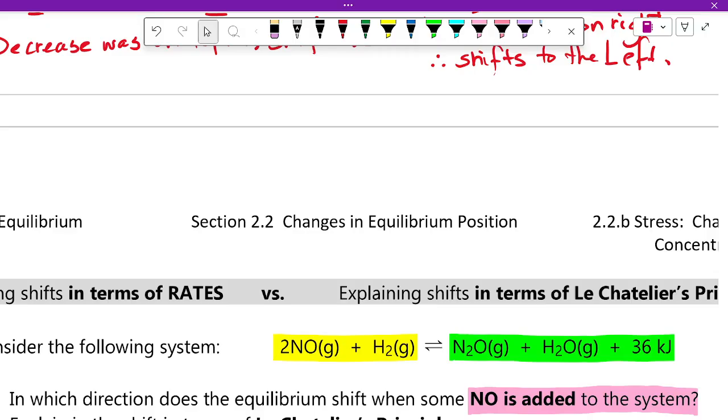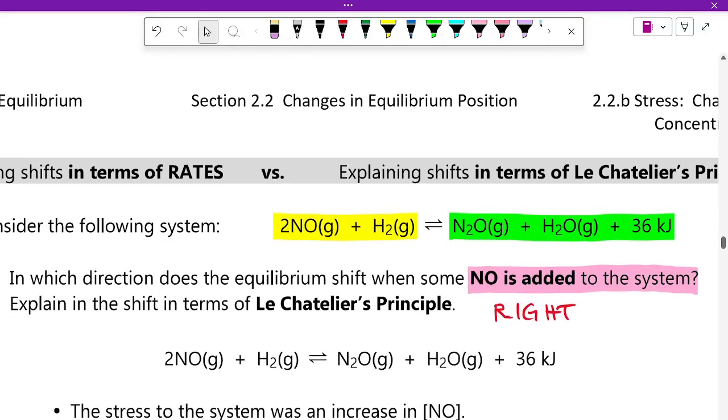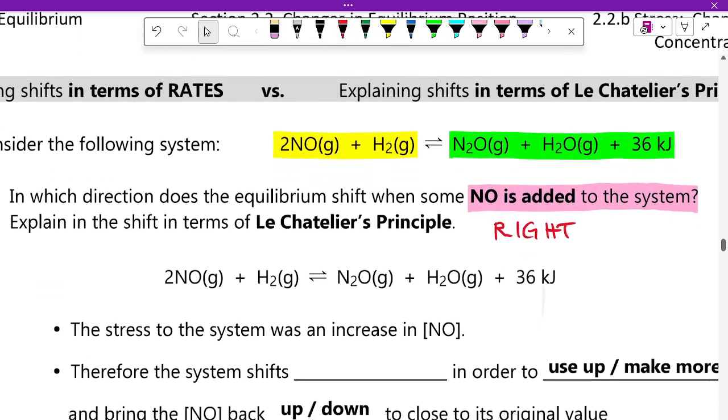Okay, does anyone want to give a try explaining it? Everybody shy? Yes. To the right. Yeah, it's going to shift to the right. Why does it shift to the right? It's an increase, so it shifts away from the increase.